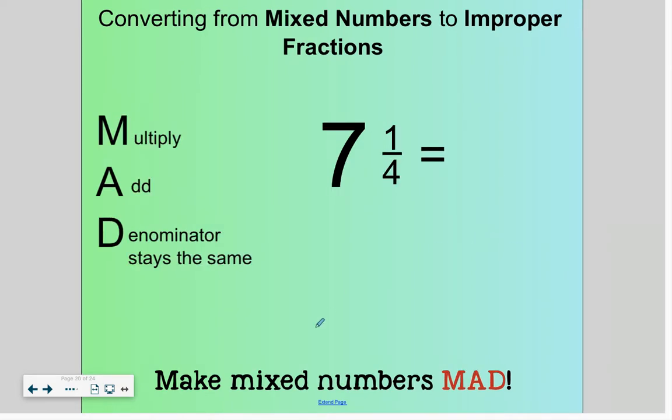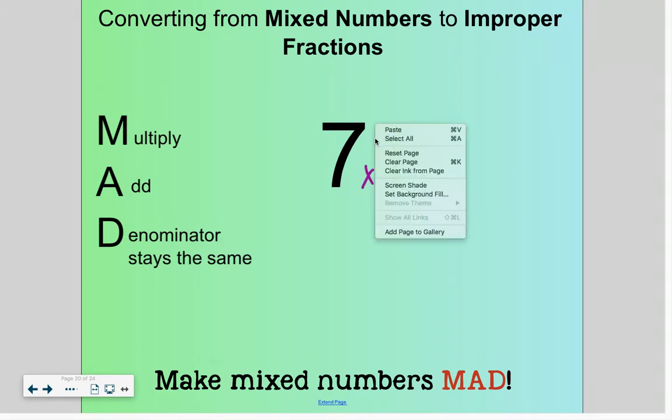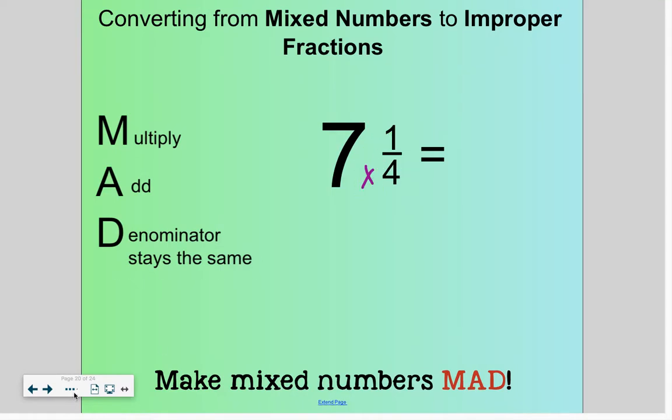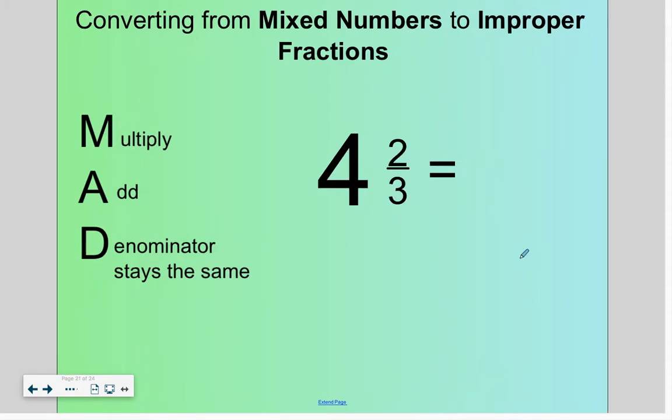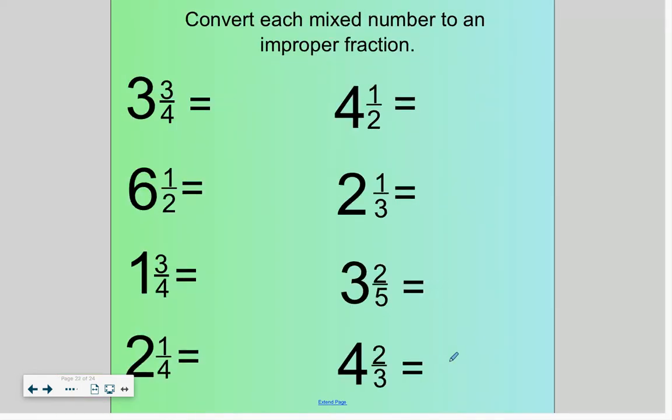7 1/4. Again, if you want to make that a mixed number into an improper fraction, you multiply, add, keep the denominator the same. 4 times 7 is 28, plus 1 is 29. Keep your denominator the same. 4 2/3, if you want to make that from a mixed number to an improper fraction. 3 times 4 is 12, plus 2 is 14 thirds. So here's 8 more examples.